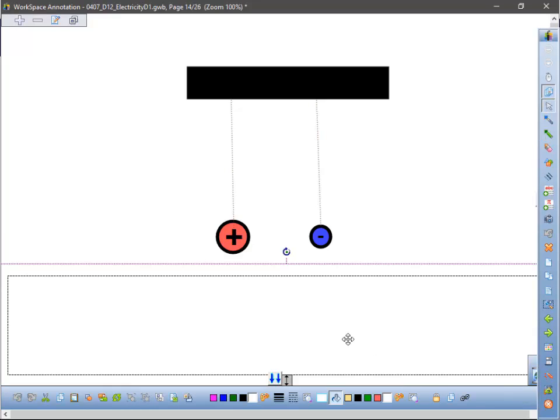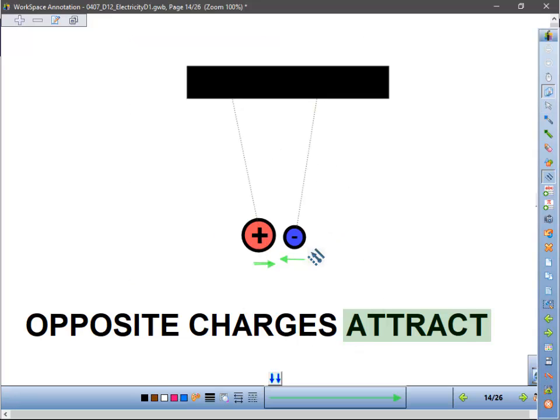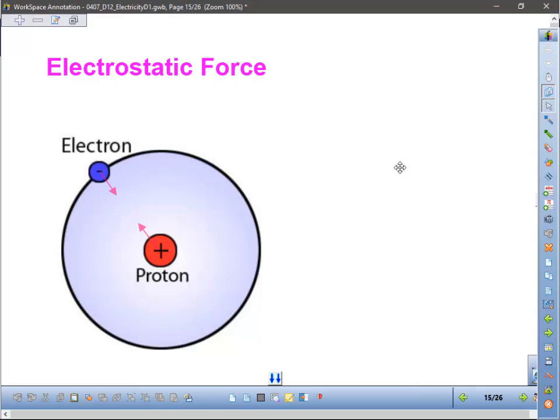Well, we know these are opposite charges, so they'll attract to each other, so they'll pull together like this. This is actually an important concept for a bunch of reasons, but one big reason is that this is how atoms are held together. Because the center has a bunch of positive, it attracts electrons around it. So this electron is in orbit around the nucleus of the atom because the negative is attracted to the positive, and so it orbits the proton.